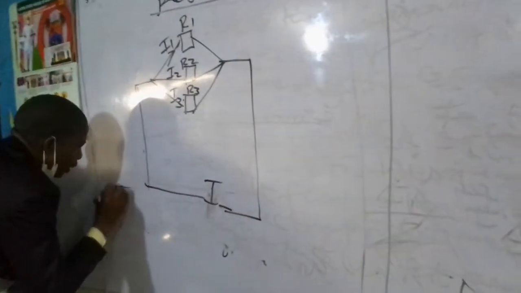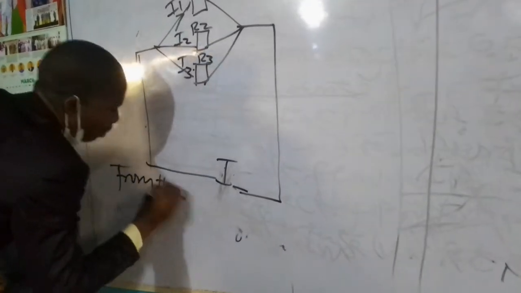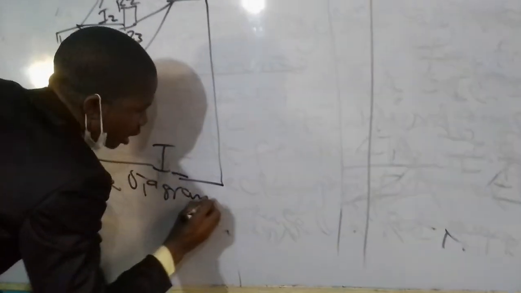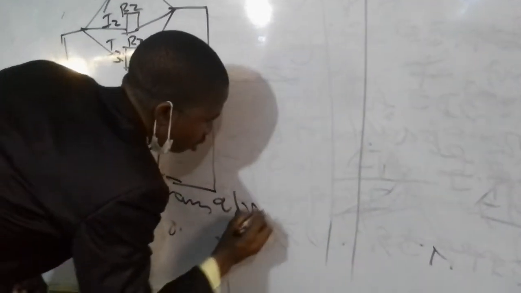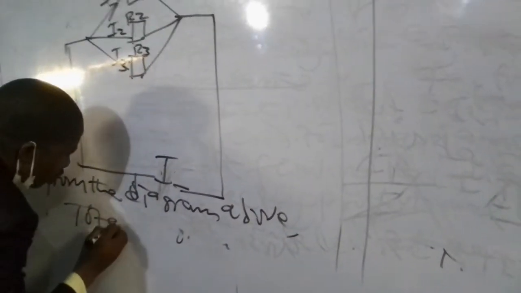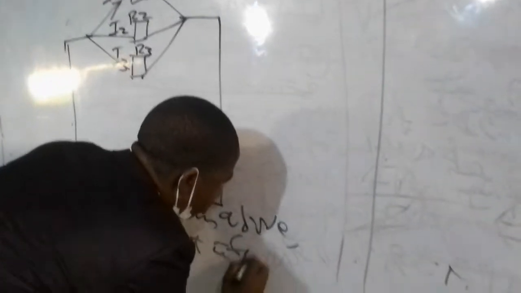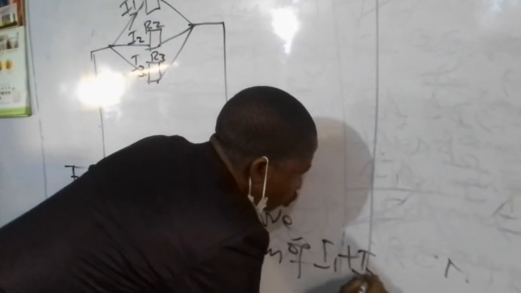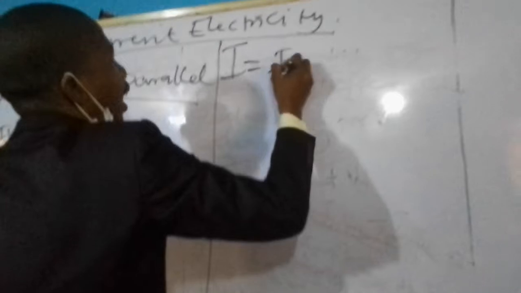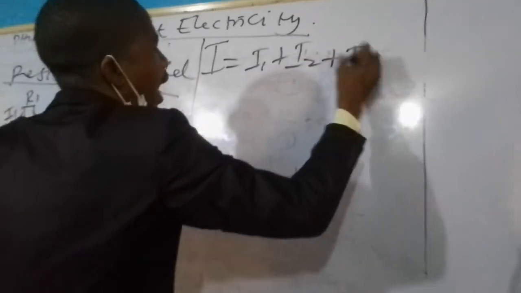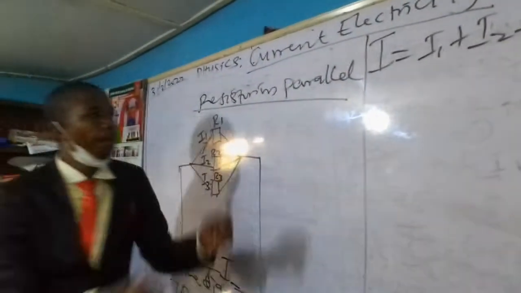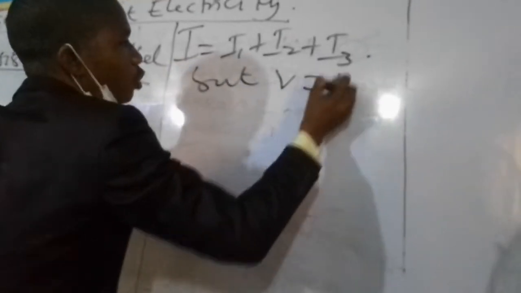That is, total current from the diagram above is equal to the sum of what? I1 plus I2 plus I3. So this implies that our I is equal to I1 plus I2 plus what? I3. That's in parallel. But according to Ohm's law, V equals to what?